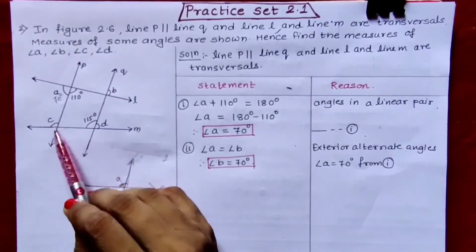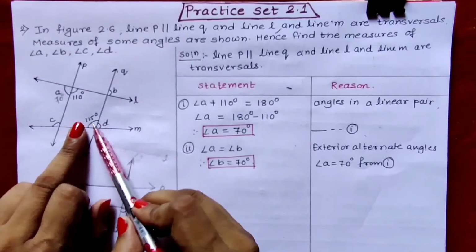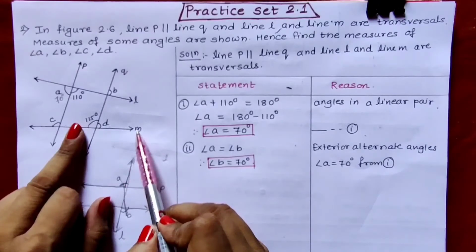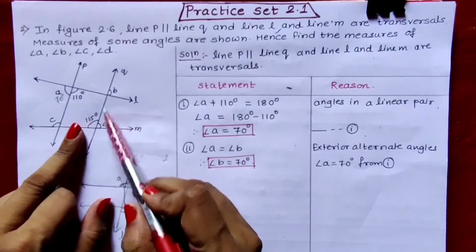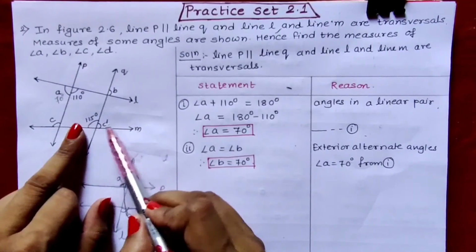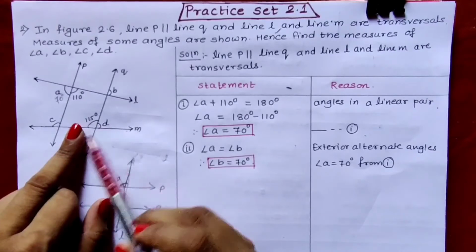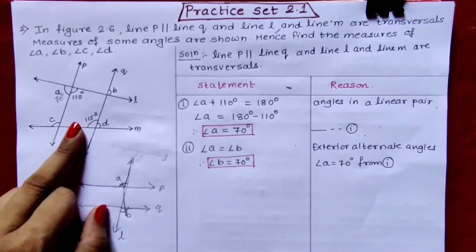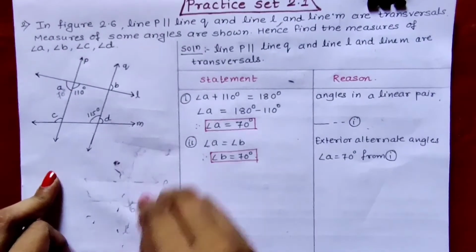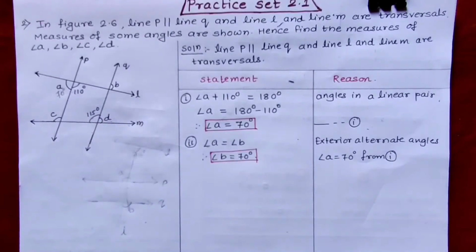Now we have to get C and D. Now if you observe this angle 115 degree and D angle, we can see that they are in the same line M, and they are separated by one transversal. So they are adjacent angles which are in the same line. That means they are angles in the linear pair. So we will be using the property of angles in a linear pair for 115 degree and D. So let us apply.